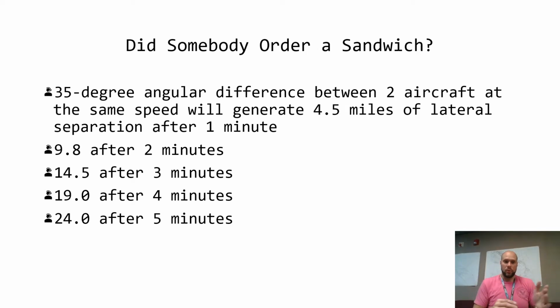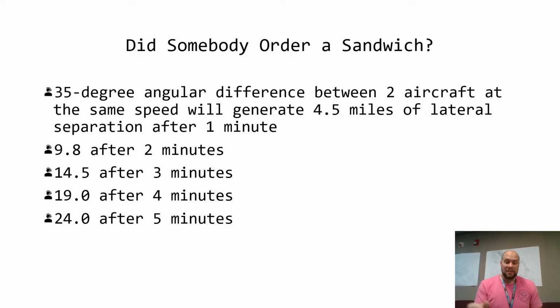So look, we can see how this exponential growth and constant increase of angular difference is going to work to our advantage while we try to realize the spacing that we need. You can almost see at 1 minute at 35 degrees of difference, we're almost at radar separation, right? We're almost at 5 miles.